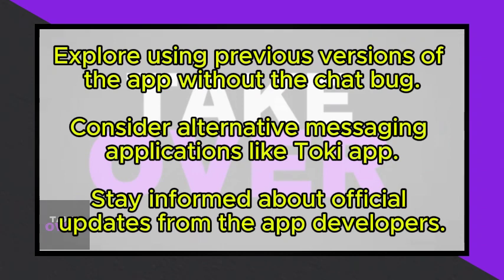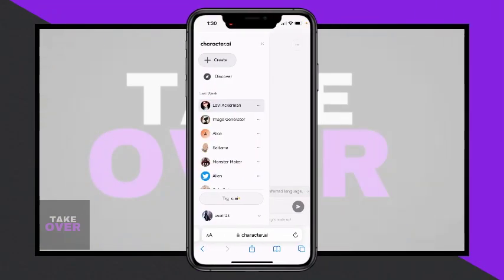In instances where the above solutions are not feasible or effective, users may opt to utilize alternative messaging applications such as Toki app as a temporary workaround. Ultimately, while these solutions provide temporary relief, it's essential to stay informed about official updates from the app developers regarding permanent resolutions to the missing chats issue.